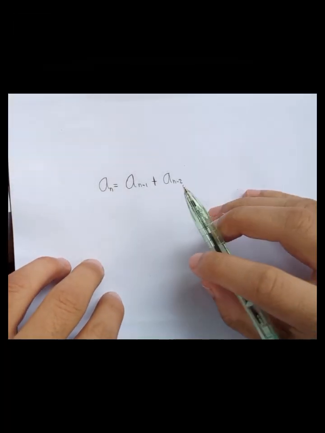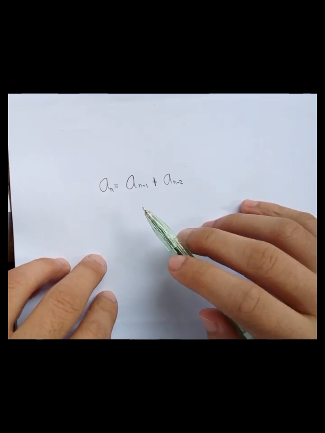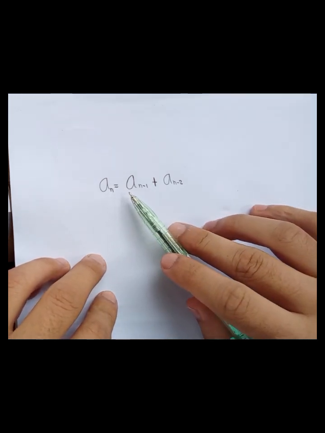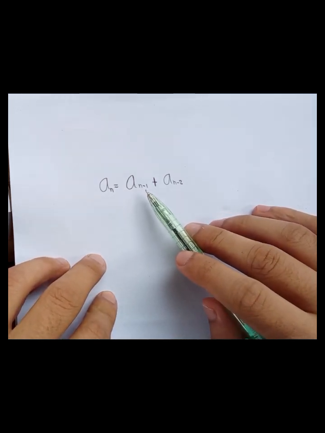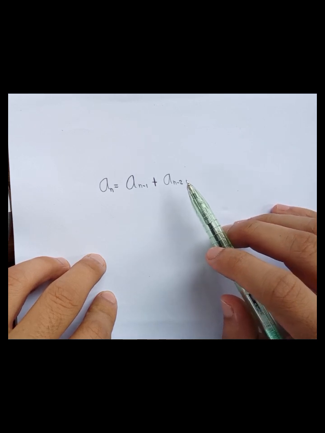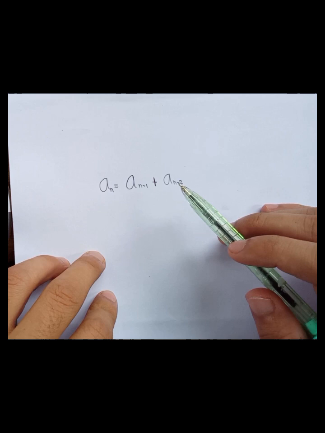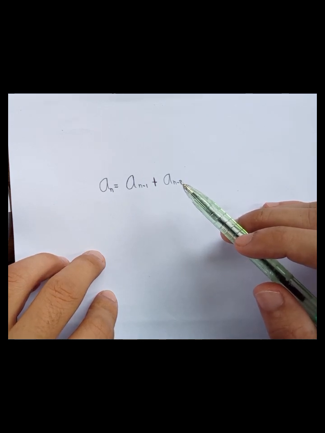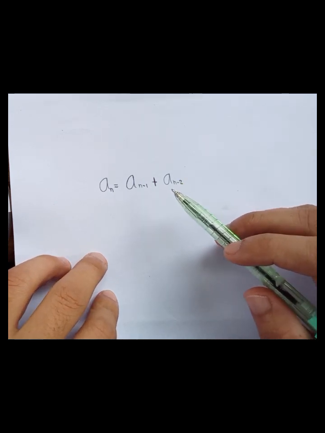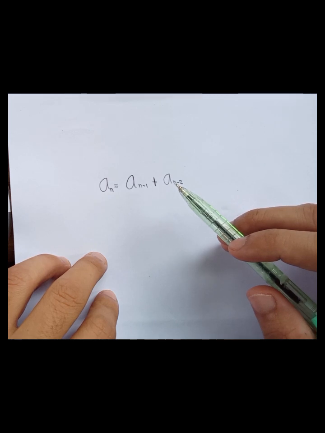Let's begin. So here's the formula. a sub n is equal to a sub n minus 1 plus a sub n minus 2. It might look technical, but it's really about positions, not subtraction. Let's break it down.